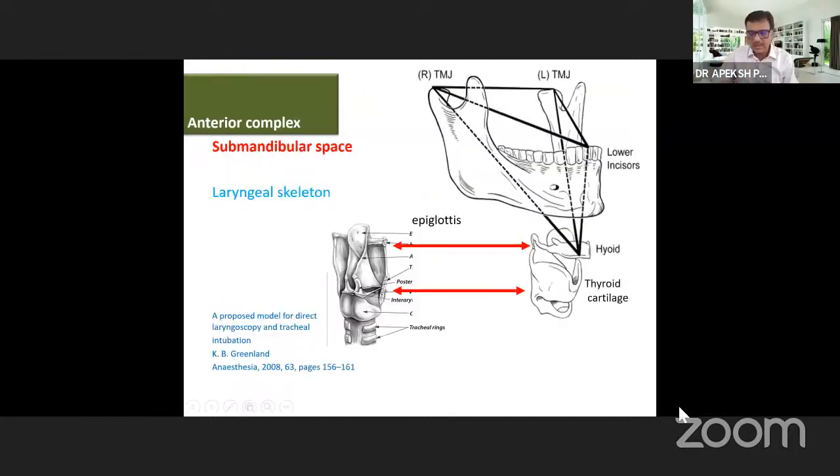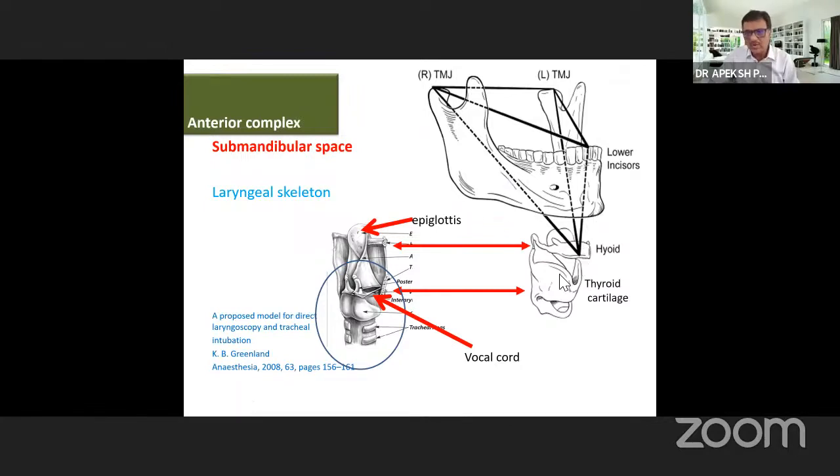If you look at this, the area situated behind the hyoid bone is epiglottis, and area situated behind the thyroid is vocal cords. These are not part of anterior complex. So anterior complex is an imaginary pyramid, and base of that pyramid is formed by the bilateral temporomandibular joint and lower bottom incisor, and apex is formed by the tip of the hyoid bone.